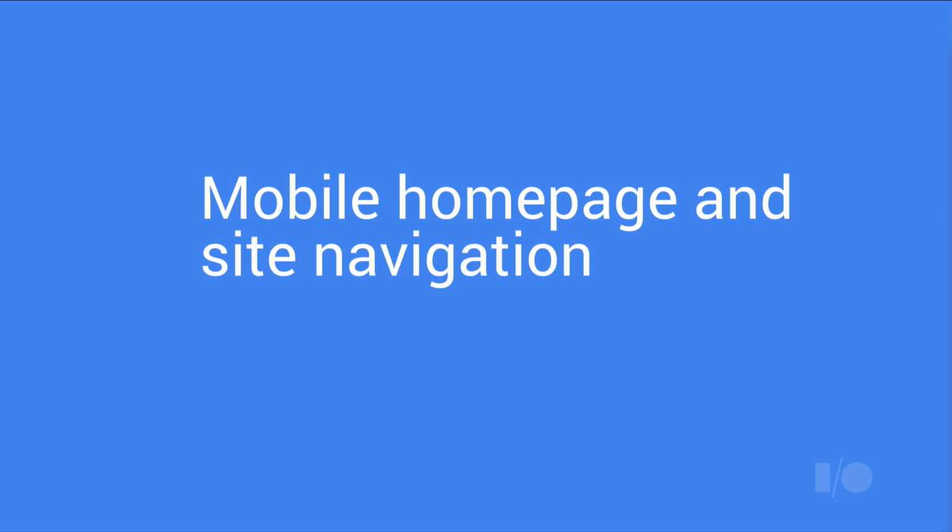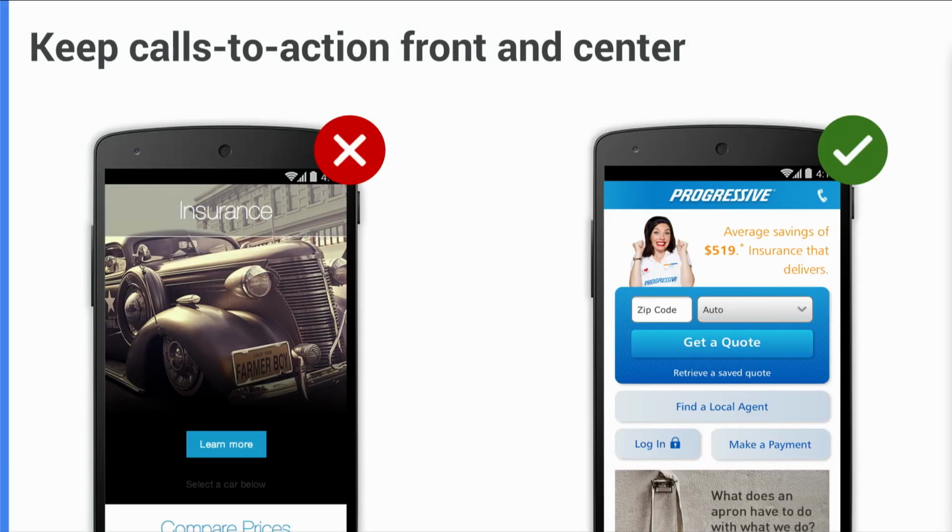So let's start with mobile homepage and site navigation. So the first and foremost important thing to do for your business is figure out the primary purpose that your site exists. In our study, we tested interfaces similar to the one on the left and the one on the right. When users got to the one on the left, they had a particular task in mind, but the only call to action available to them was to learn more. It was kind of vague, and they really didn't have the confidence that they were going to be able to get to what they wanted to get to.